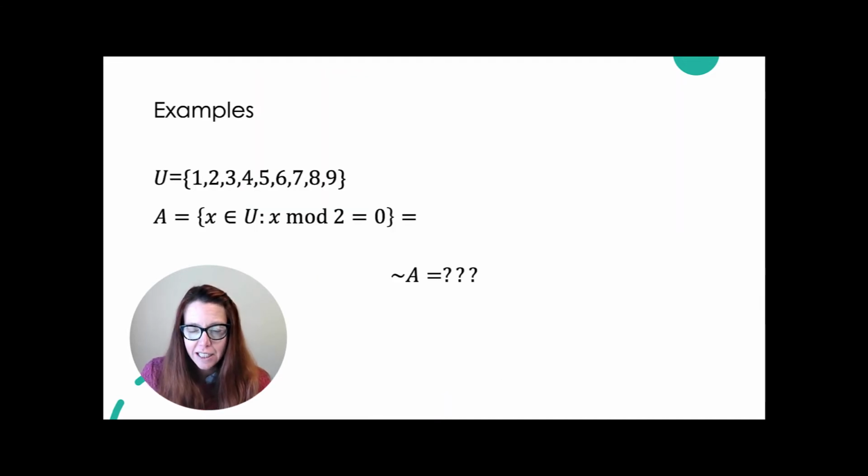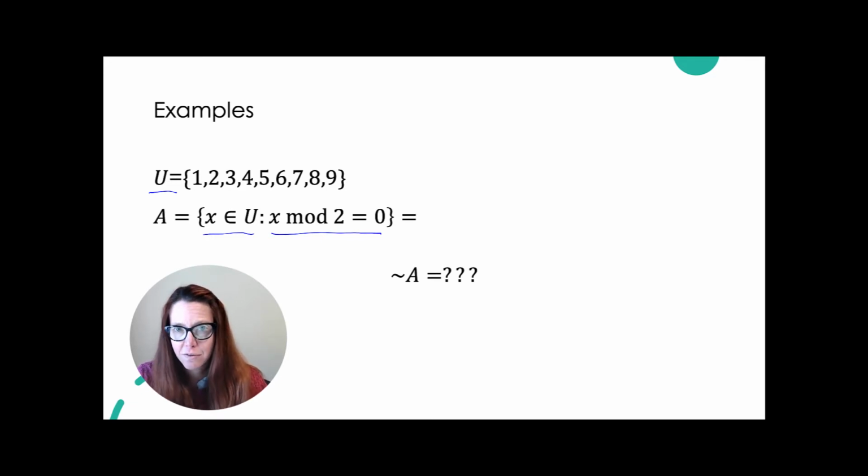So let's look at an example of that. If we set our universe to be the integers 1 through 9, and we set A to be all X in U such that X mod 2 equals 0, first we have to figure out what's held in A, because that's set abstraction notation.